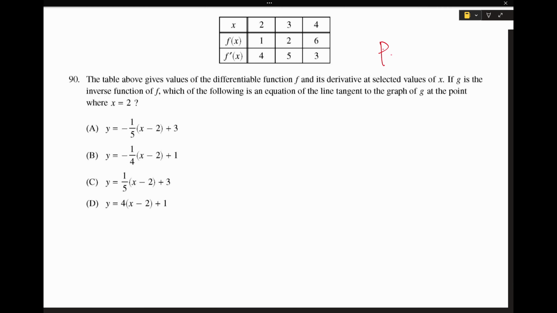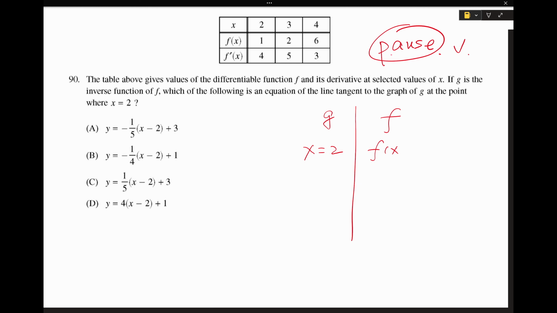Okay, first please pause to have a look at this question. Based on the information from the question, we know that x equals 2 for the graph of g, which means the function value of f(x) is equal to 2. Because g and f are inverse functions, and the independent variable of g is equal to the dependent variable of f.